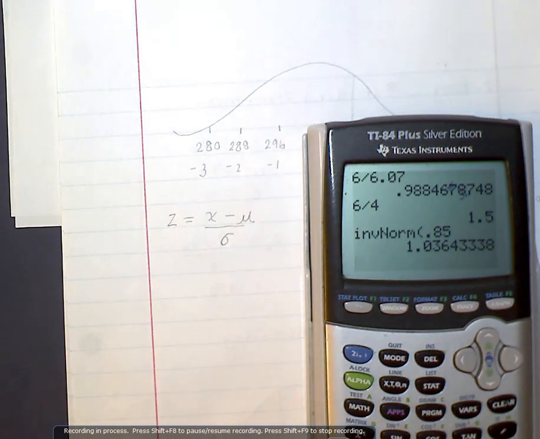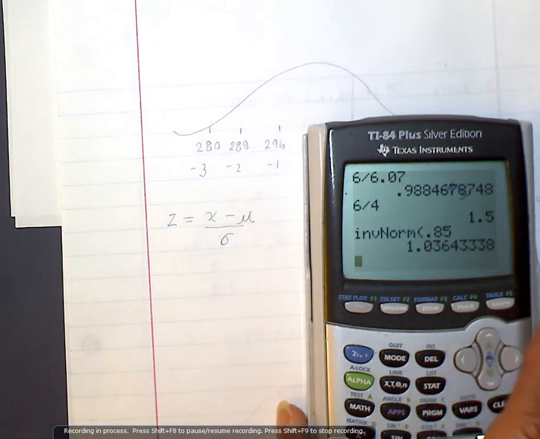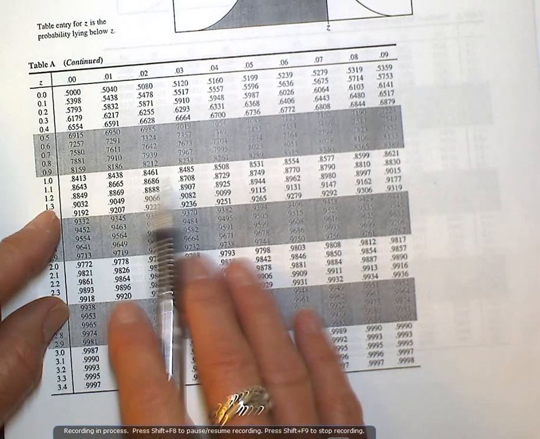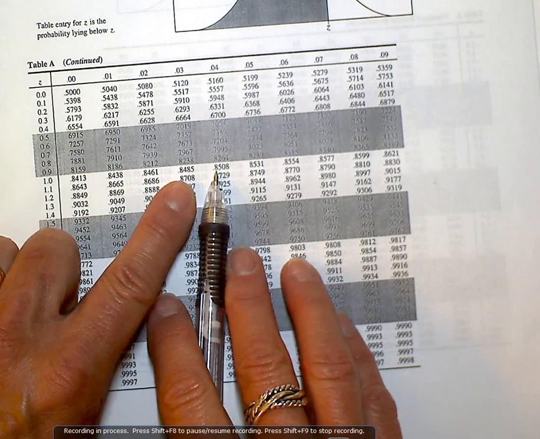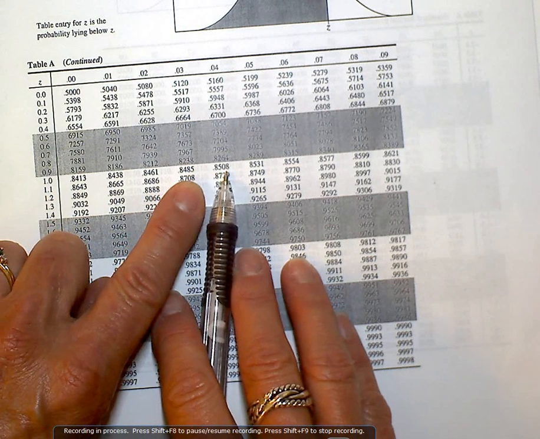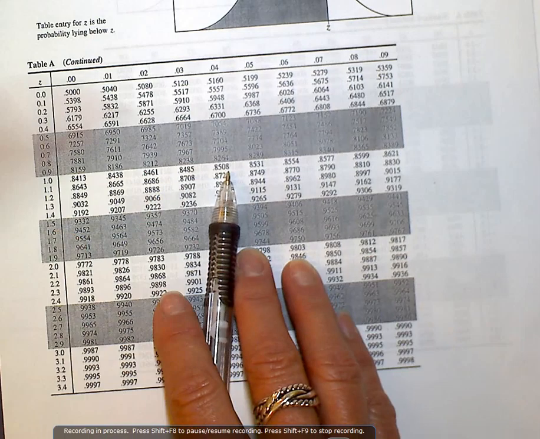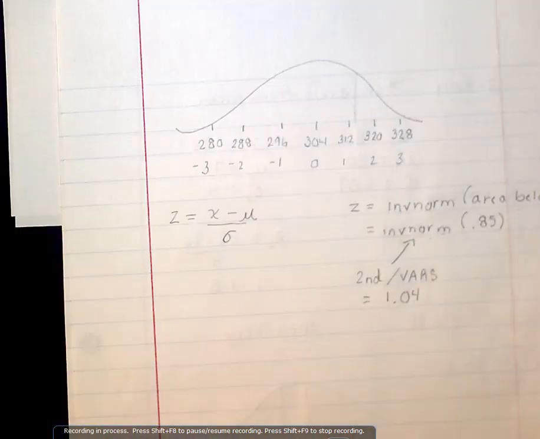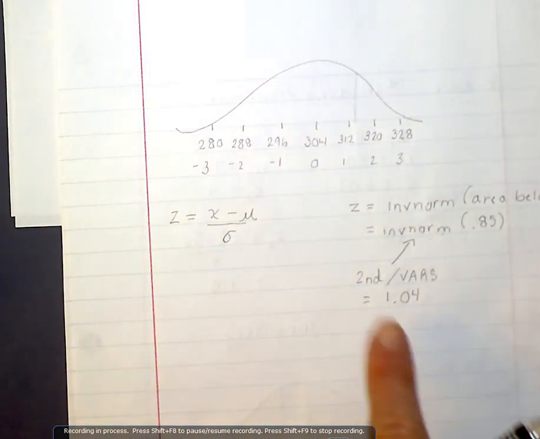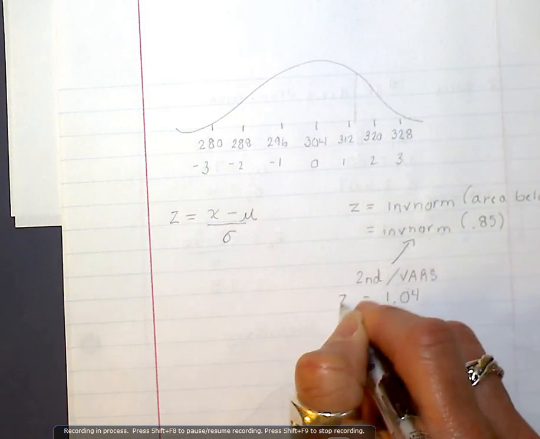Well, you can always use table A then, Jimmy. You can ask, is it closer to 1.03 or is it closer to 1.04? Well, 0.85 is closer to 1.04. I'm just showing another tool because it's a little easier to use. Now we know our z-score is 1.04.